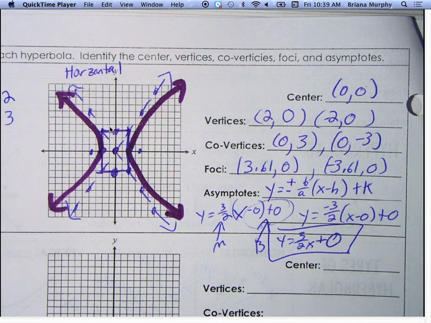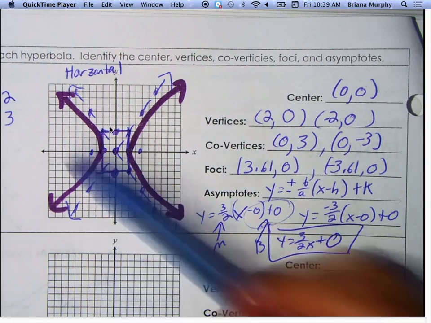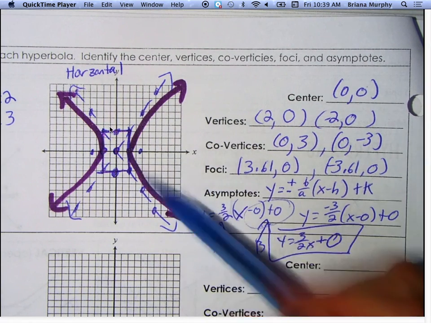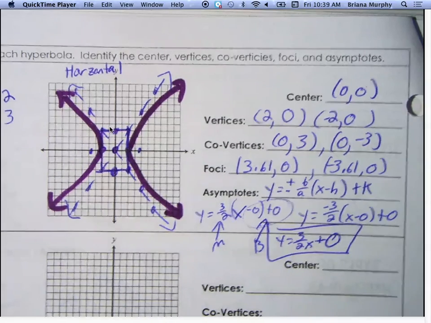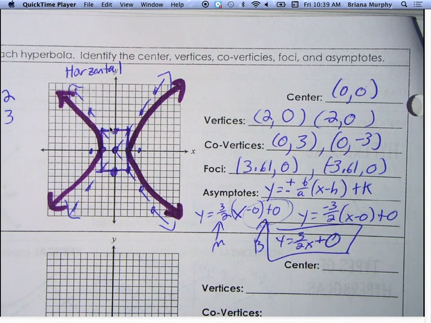Now how do you? Yes. What is the y equals 3 over 2x plus 0? Just because. One's this way, one's this way. It's to tell you where your lines have to go. Do we have to put it on top? Number 4.